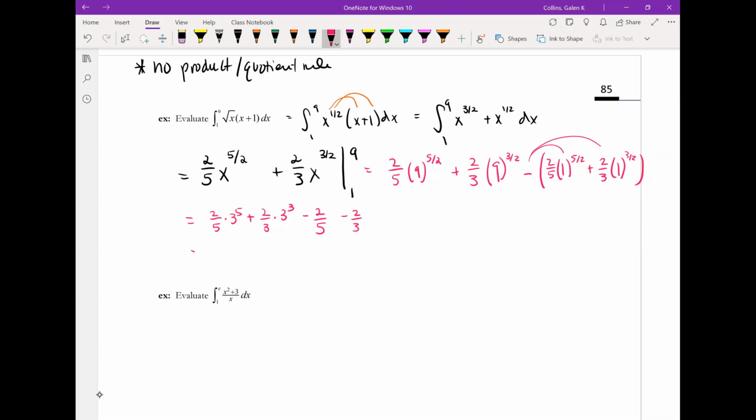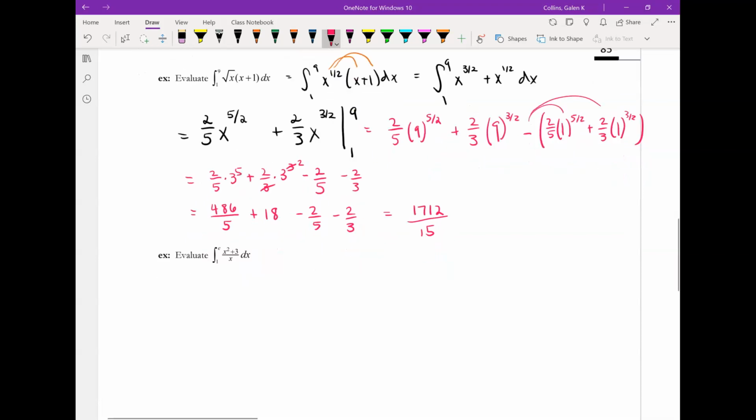Okay, so that becomes 486 over 5, 3 to the 5th times 2. Right here we could say that this is really 2 times 3 squared, so plus 18 minus 2/5 minus 2/3. We should get 1,712 over 15 when we combine our like denominators and get like denominators for our final answer.